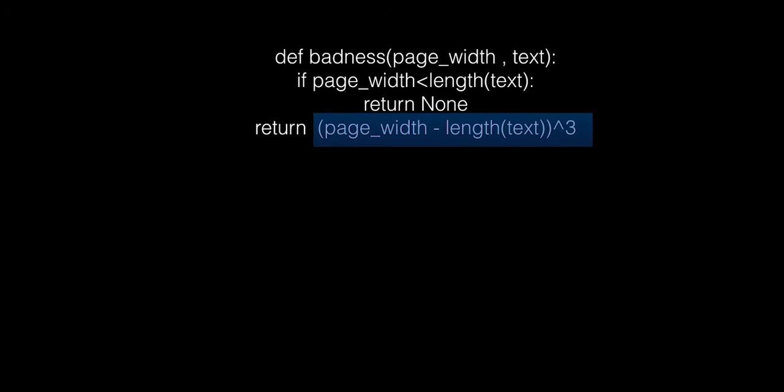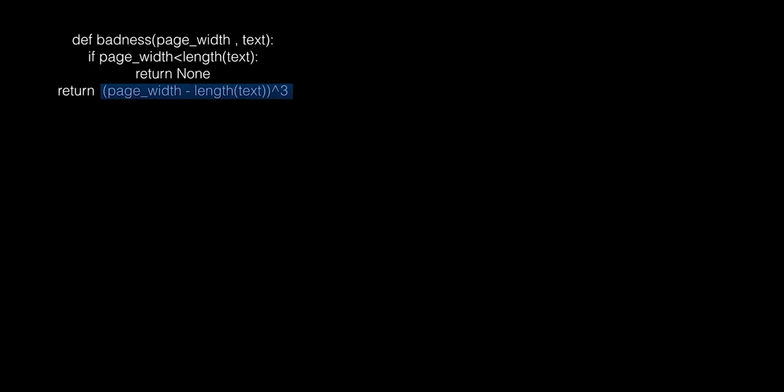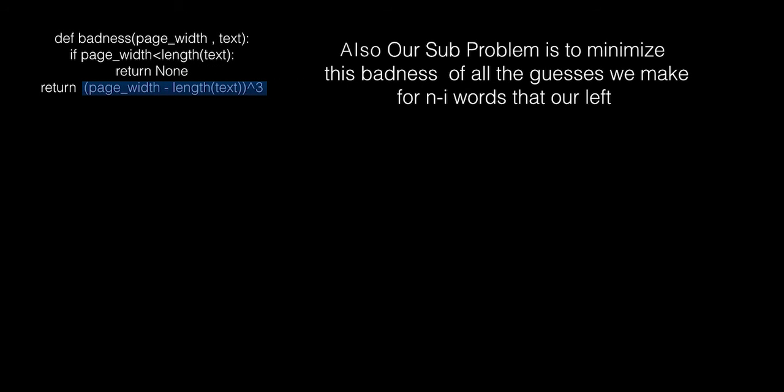Here we define criteria for good and bad lines by calculating the difference between page width and line length and cubing it. If the difference is small, cubing it will keep it small, and if the difference is big, cubing it will make it much bigger. Based on that we define how the lines are split. This is defined as badness. Here our subproblem is to fit the n minus i words in the lines, completely ignoring the i words and how those were fitted. So our subproblem is how we're going to pack the words that are left.